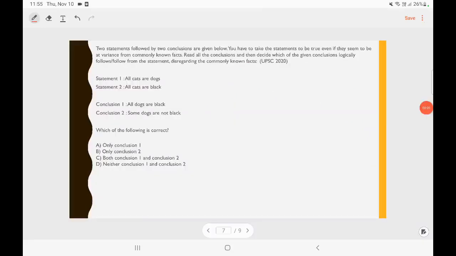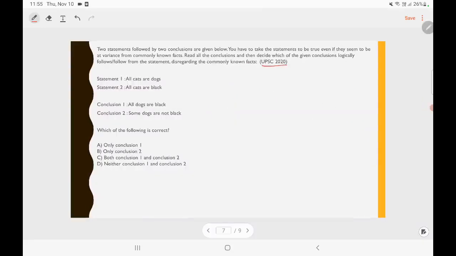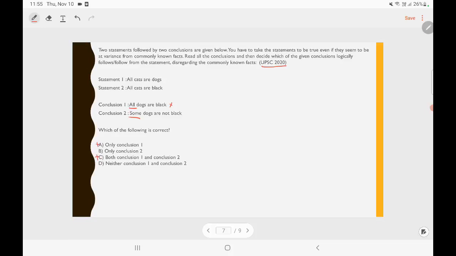Now let us solve one more question. This is a question from UPSC 2020. Here let us apply the concept of extreme statements first. In conclusion 1 there is the word all, so there is a high chance that this is wrong. In conclusion 2 you have the word some, so it's a 50-50 chance. It's a little bit extreme, and there is a little chance that it can be correct as well. Anyway, we can eliminate the options where conclusion 1 comes. So you can eliminate option A and option C. So B or D can be correct.